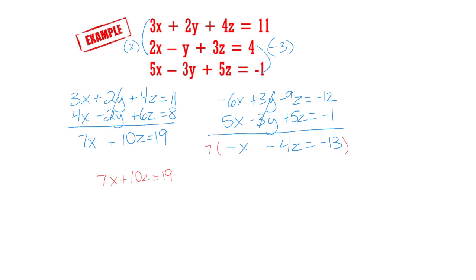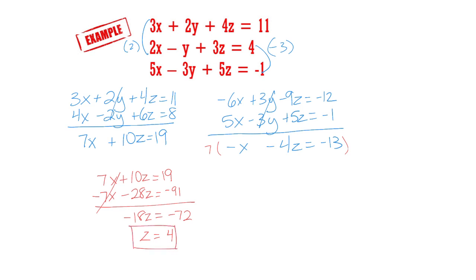And then I'm going to take the other equation, and I'm going to end up with a negative 6x, and then a minus 28z equals, and 7 times negative 13 would be a negative 91. When we combine, 7x's are going to drop. I get a negative 18z equals negative 72. And that actually will divide nicely. 18 will go in there 4 times. So what we got is z. We now know what z is.